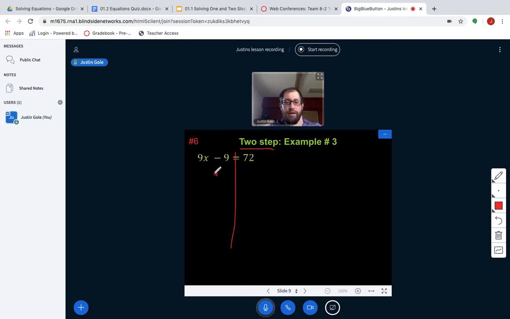All right, so let us add 9. Why did I do 9 before I divide by 9 here? I undo addition and subtraction first, right? 9x equals 81. Now 9 times x equals 81. I'm going to divide by 9, the opposite. Do the inverse.